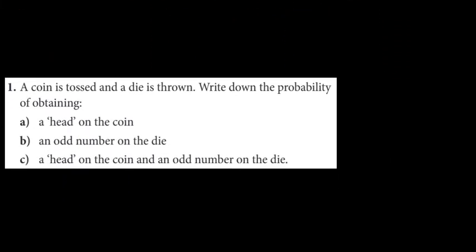Okay, so let's see more examples. Let's start with this example. Question 1. A coin is tossed and a die is thrown. Write down the probability of obtaining a head on the coin. The probability of getting a head on the coin, it is already done here. It is 1 over 2, right? The probability of obtaining a head on the coin is 1 over 2.